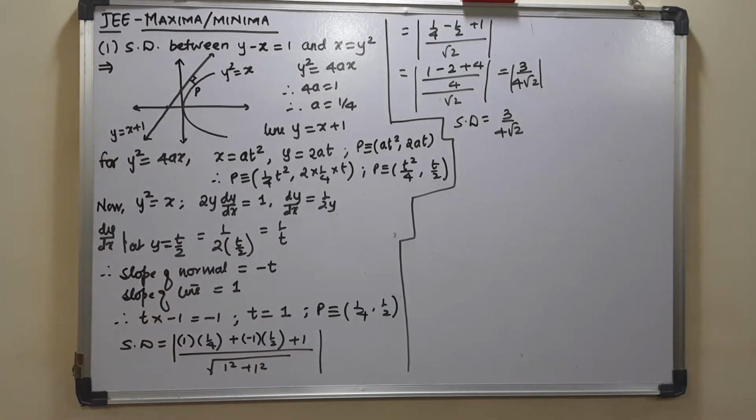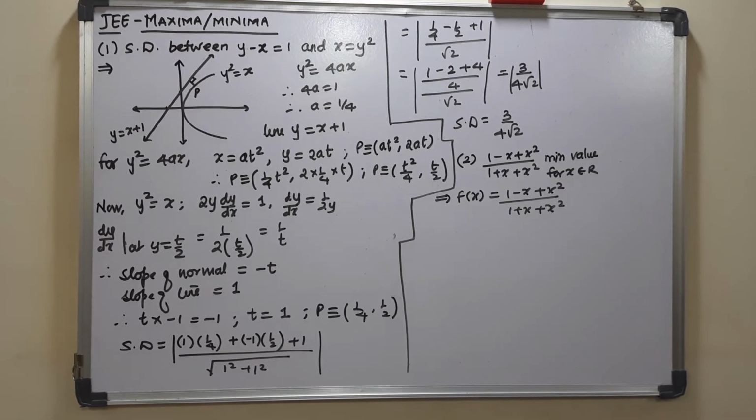This will be the shortest distance and the easiest way to solve. Now, coming to the second question which I have written already, it says (1 minus x plus x square) upon (1 plus x square). What is the minimum value? That is, when the minimum will occur, not the minimum value, we can say this particular thing is minimum at what value of x.